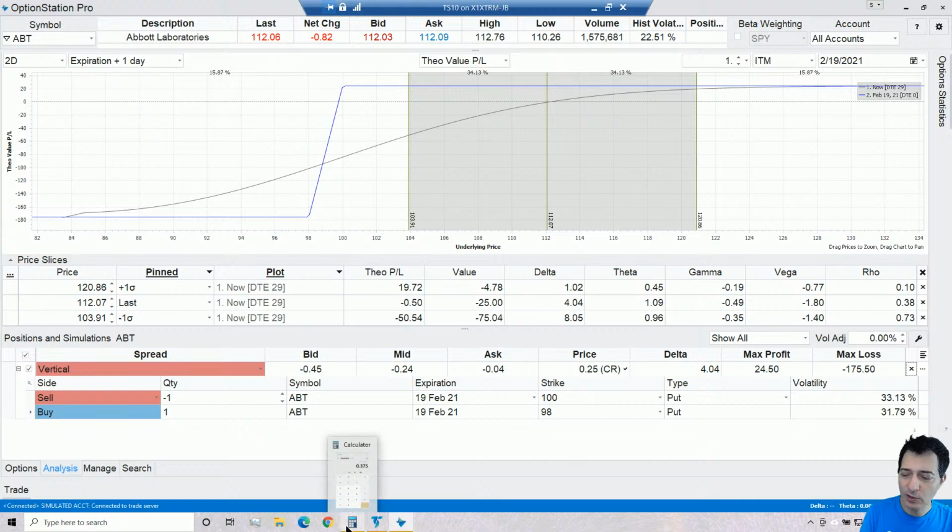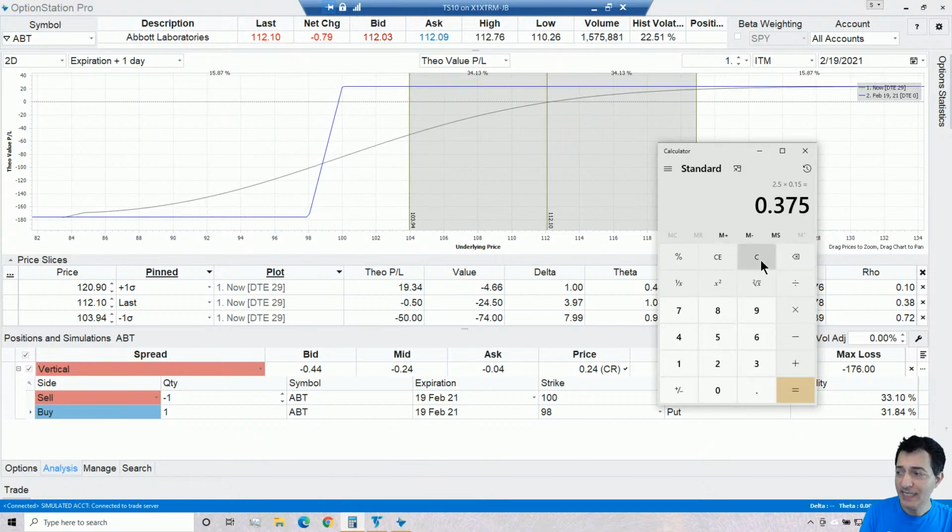Okay. Because we saw the 98 was less liquid. Let's pretend liquidity is going to improve during the day. So your risk will be 2. You want to collect 15% of 2, that's 30 cents. And still, the midpoint is 24.